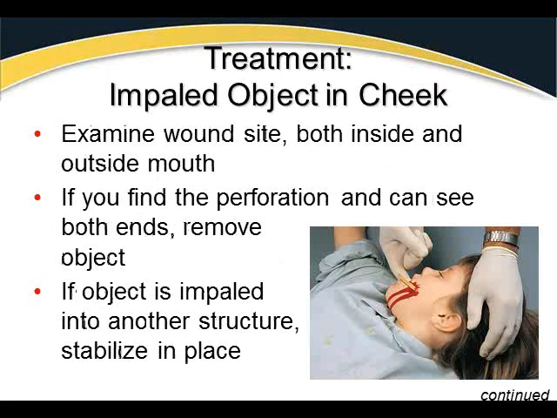If we have to treat an impaled object in the cheek, we're going to examine that wound site both inside and out. If it's perforated and we can see both ends, then we can attempt to remove that object. If we don't see something on the inside, then chances are we should leave it in place because it's probably not causing an immediate airway obstruction. If the object is impaled into another structure, stabilize it, unless it's the chest and it's obstructing chest compressions.